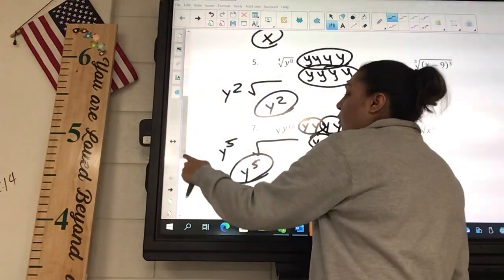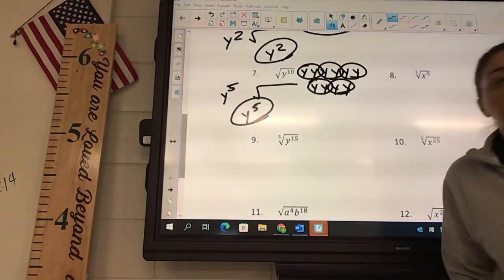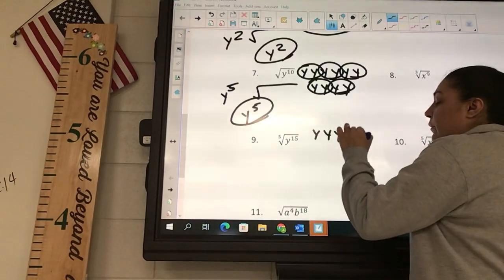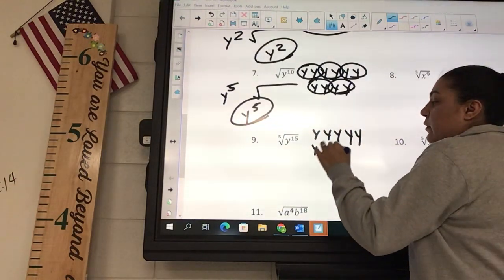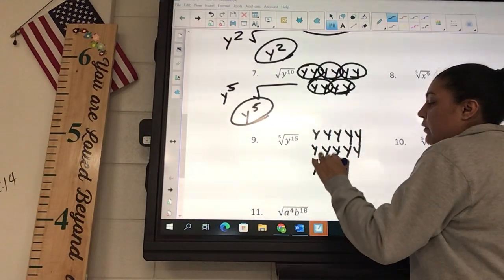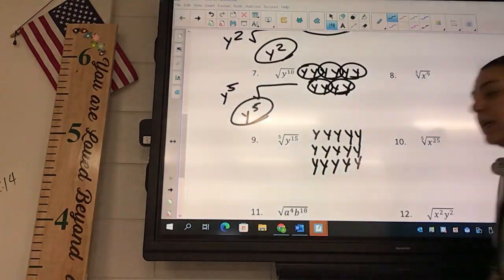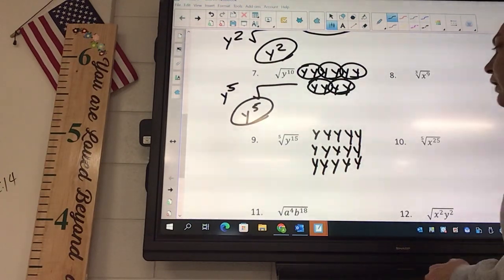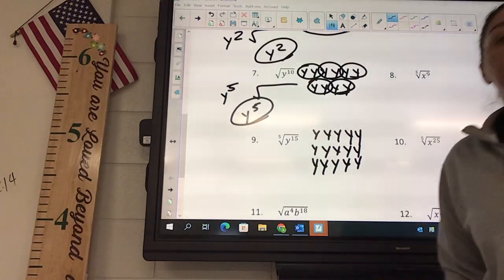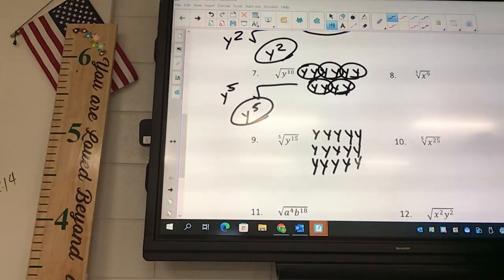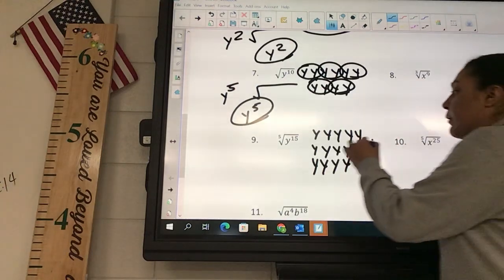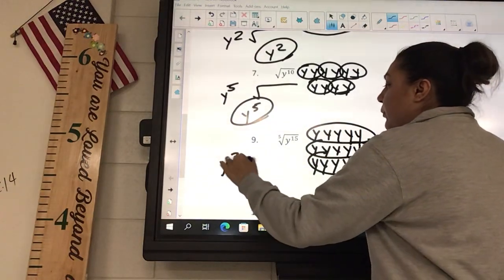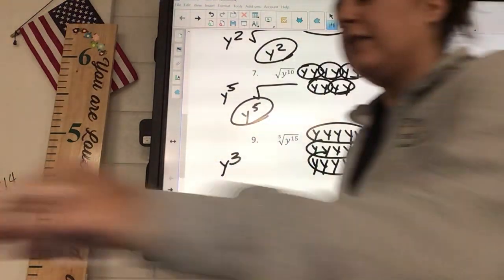Next, we got 15 y's and I need them in groups of 5. So I got 1, 2, 3, 4, 5. Now I know some of you are going to be able to just see and pull out, and that's totally okay. How many can go? What's our group number? 5, so how many can go? 3 groups, right? We got 1 group, 2 groups, 3 groups. So you're going to get y to the 3rd on the outside, and there's nothing left on the inside of that radical.